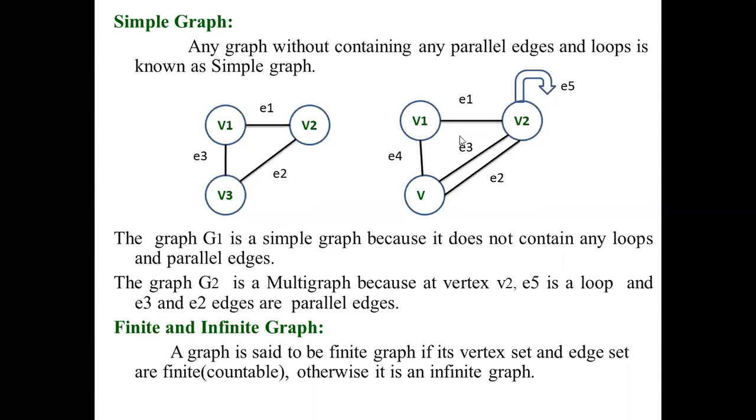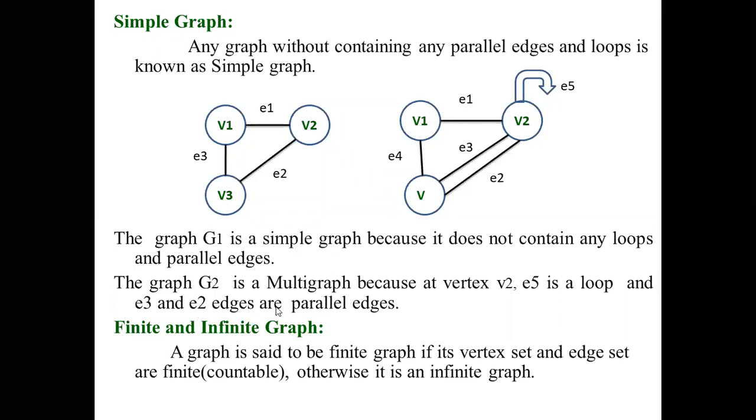Here E2, E3 are parallel edges and V2 has a loop edge, that is E5. So this graph is called a multigraph. This graph is called a simple graph. A graph without any parallel edges and loops is known as a simple graph. A graph that contains parallel edges and loops is called a multigraph. The graph G1 is a simple graph because it does not contain any loops or parallel edges.